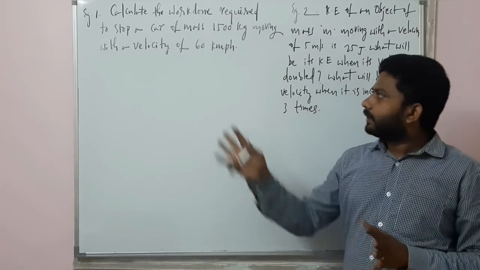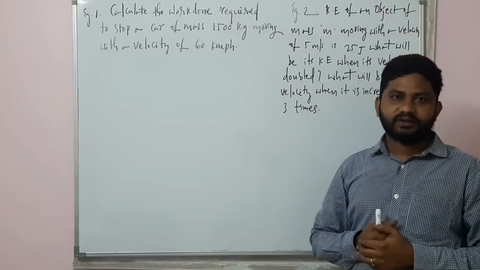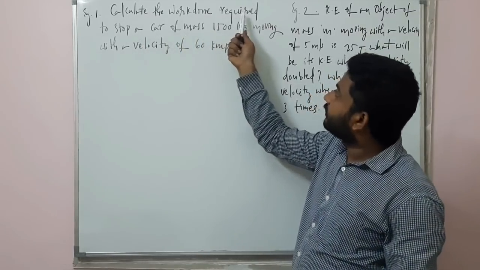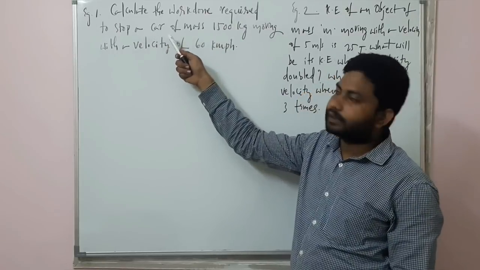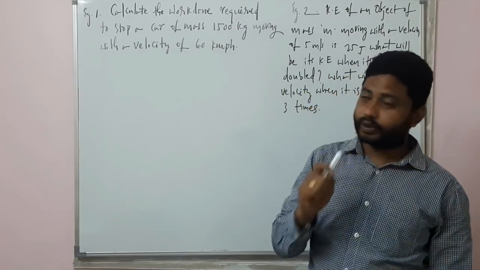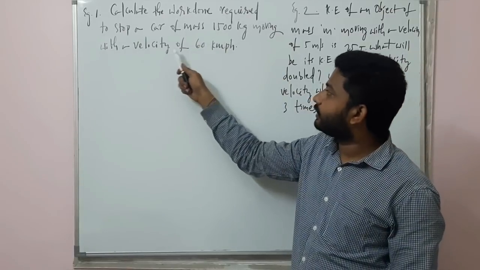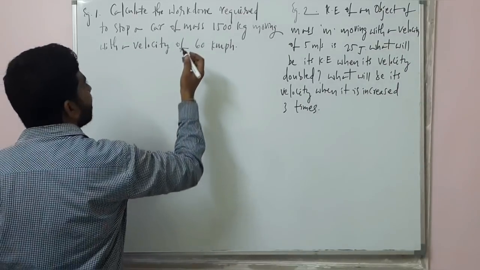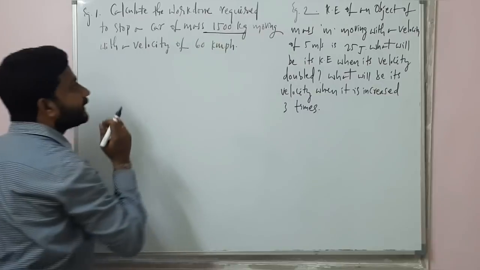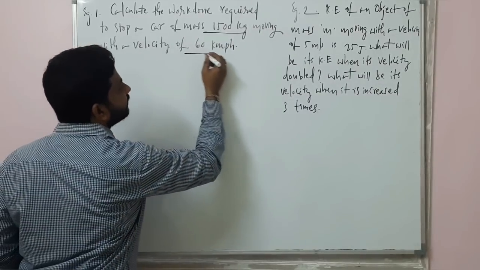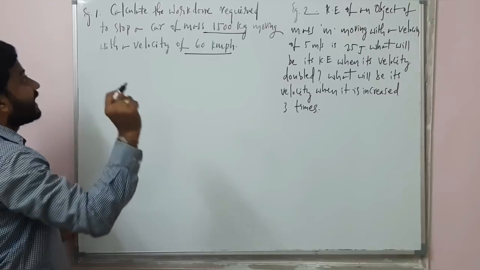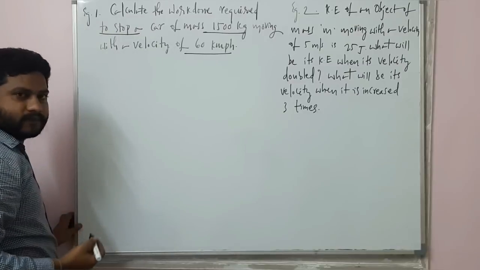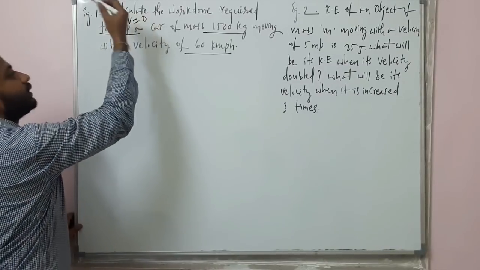My dear students, let's look at two basic numericals from kinetic energy. Calculate the work done required to stop a car of mass 1500 kilogram moving with a velocity of 60 kilometer per hour. Alright, so what is the mass of the car given? 1500 kilogram, and it's moving with a velocity of 60 kilometer per hour, and it's clearly mentioned work done required to stop a car. Stop means final velocity is zero. Here itself you should write that.